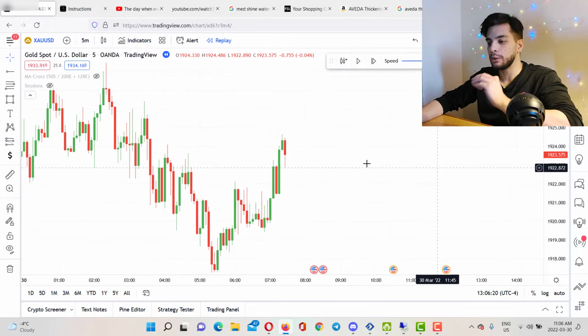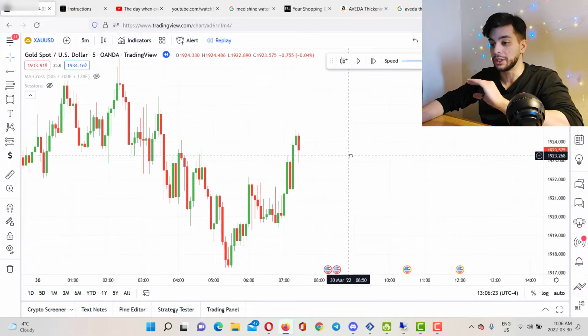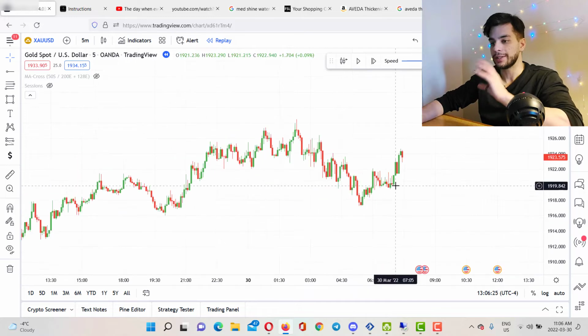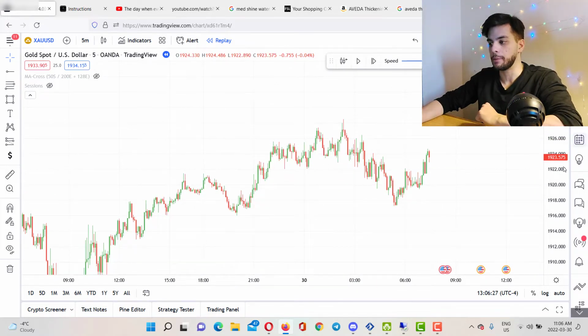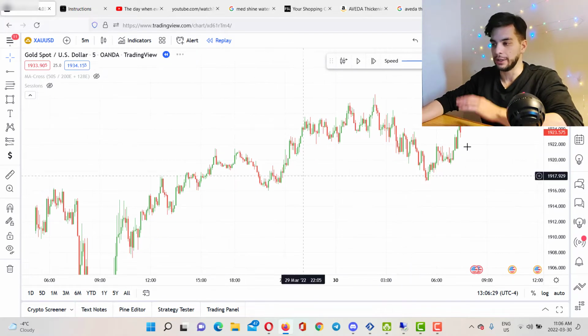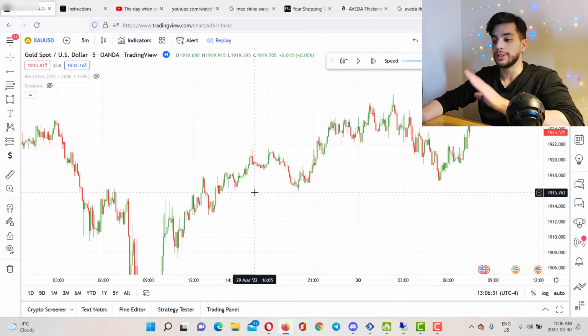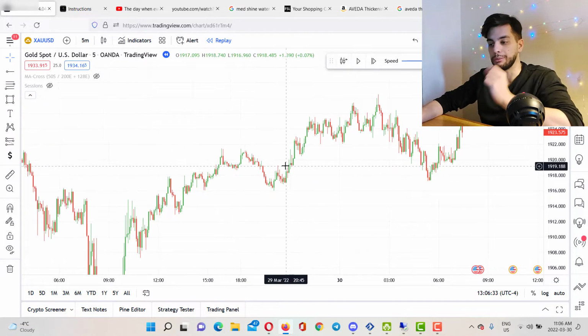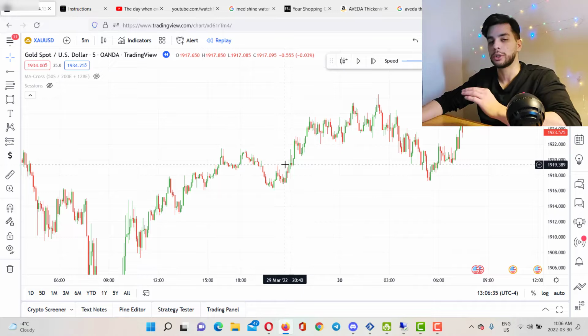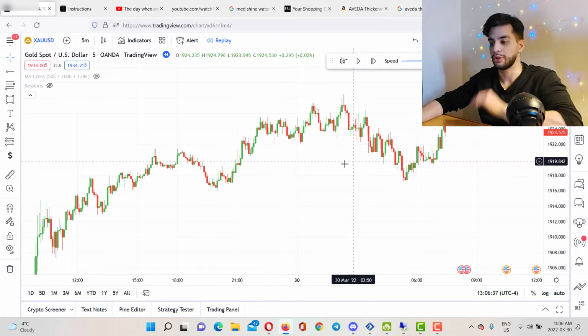And this is exactly when I woke up and noticed that we have a really good setup right here. So as you can see, I'm on gold 5-minute time frame, and if you zoom out a little bit, you'll notice that we have higher highs and higher lows. So it means that the structure, the trend of the market, is towards uptrend, it's bullish.